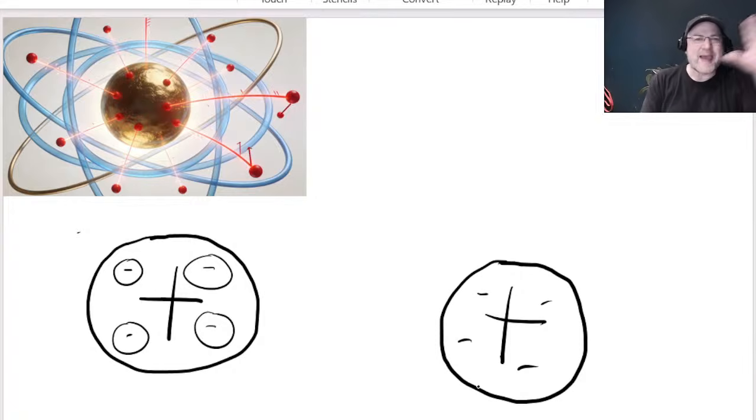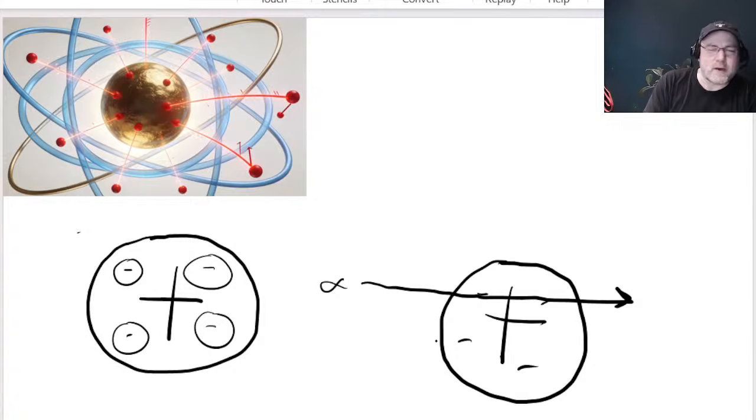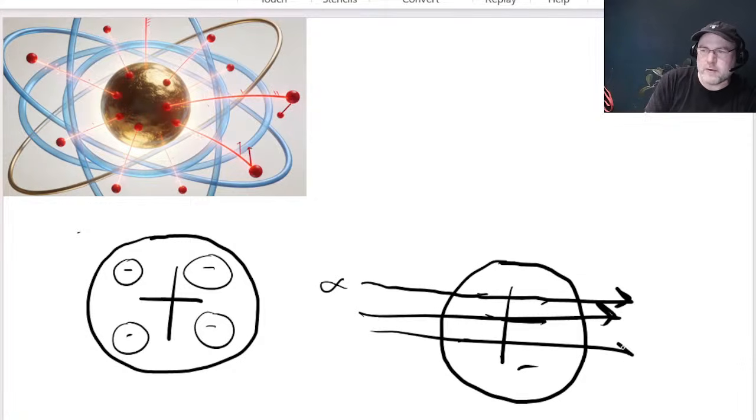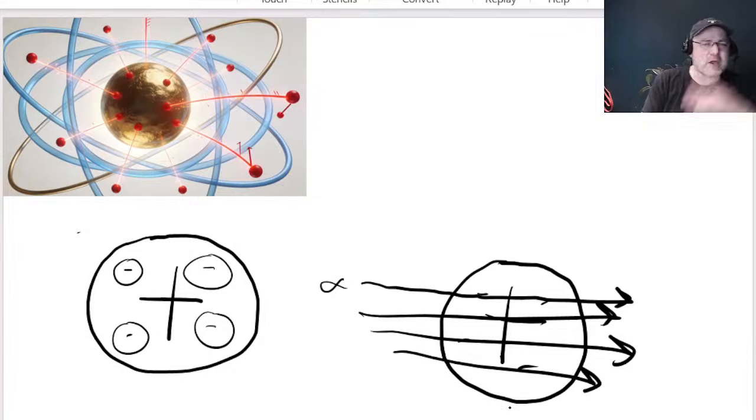Here's the plum pudding. How did they disprove this plum pudding? Well, Rutherford fired alpha particles at it. He thought they would all go through. He said, yeah, man, they're all going to go through. That's what he believed, because he believed in the plum pudding.